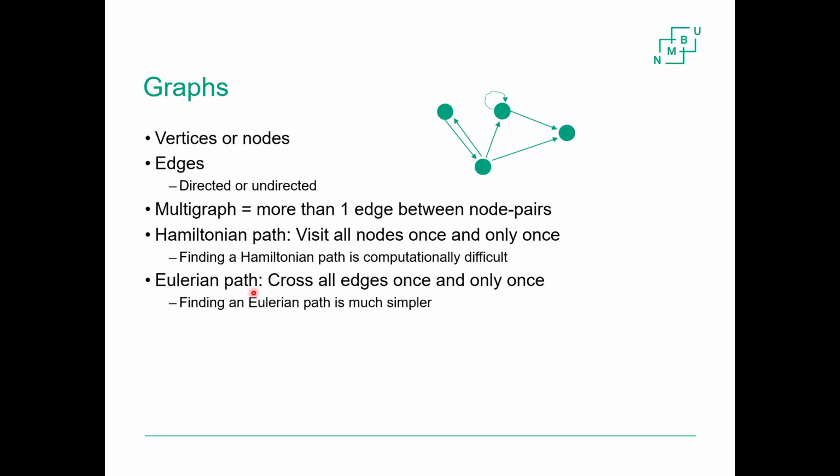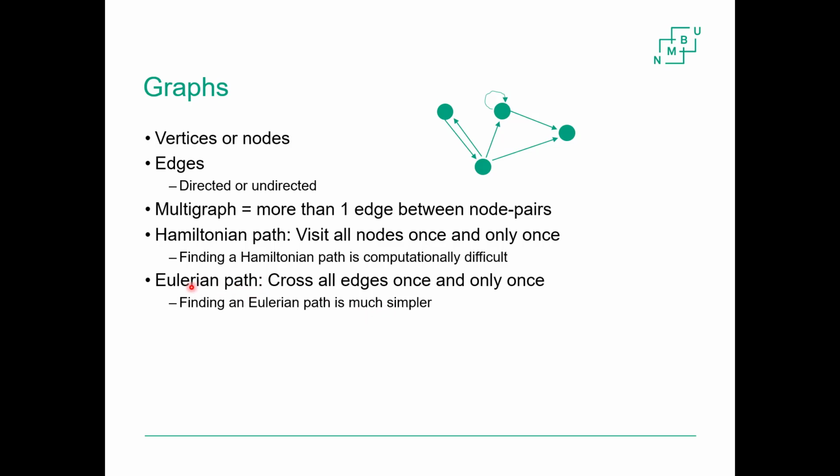An Eulerian path is almost the same, but it's about crossing the edges. So now we don't worry about how often we visit the nodes, but each edge should be traversed once and only once, right? It turns out that finding this is much, much simpler than finding the Hamiltonian path. And this is not really obvious unless you dive deeply into the mathematics of this problem. But it tells us that if you're going to organize your data in graphs, it should be the Eulerian path you should be looking for instead of the Hamiltonian path, in terms of an easier to solve problem, right?